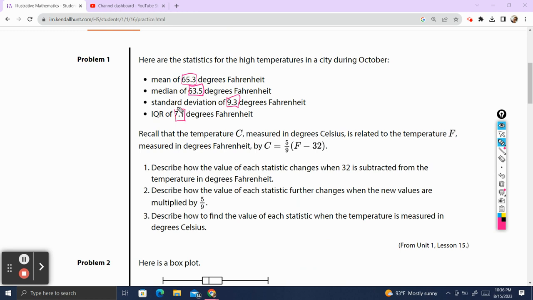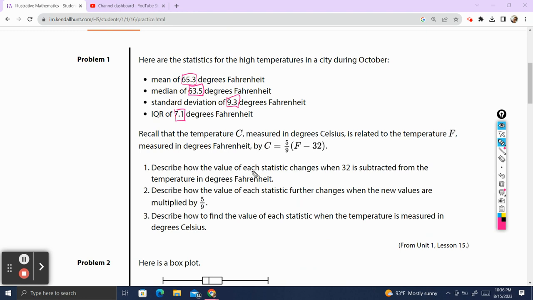7.1 degrees Fahrenheit. Recall that temperature C measured in degrees Celsius is related to temperature F measured in degrees Fahrenheit by C equals 5/9 times F minus 32. Describe how the value of each statistic changes when 32 is subtracted from the temperature in degrees Fahrenheit.